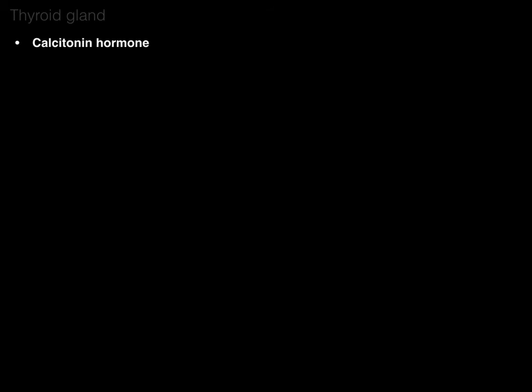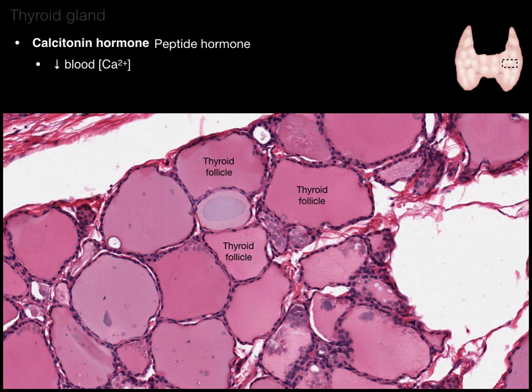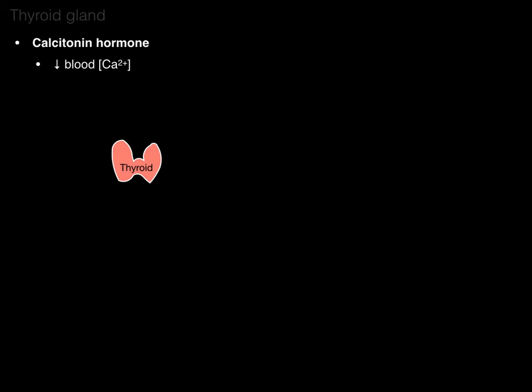So now the next hormone is called calcitonin that the thyroid gland produces. Now, it's also a peptide hormone, which means it binds on the outside to a G protein and causes some second messenger. So calcitonin's function is to decrease blood calcium concentration. Now, how does this work? Well, here we have that same histology, and then there are those parafollicular cells that are going to produce calcitonin, okay? So those parafollicular cells are inside this thyroid gland.